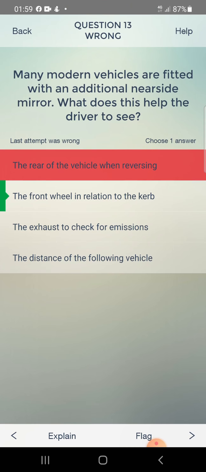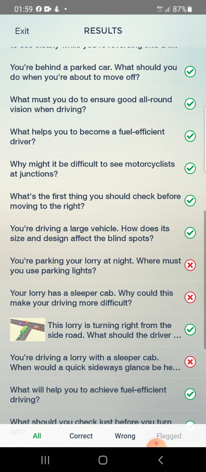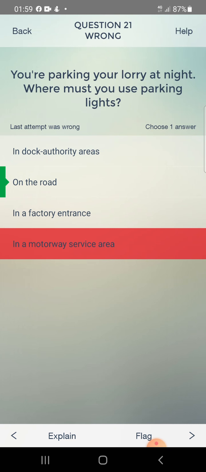Third. Many modern vehicles are fitted with an additional near side mirror. What does this help the driver to see? The front wheel in relation to the curb. Okay. You are parking your lorry at night. Where must you use parking lights on the road?